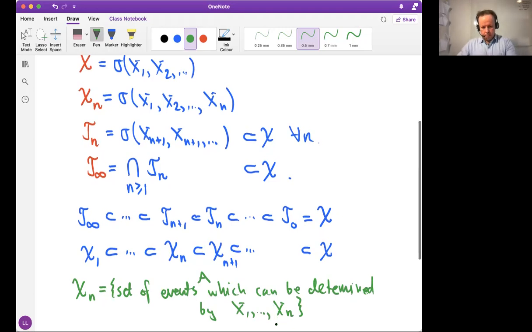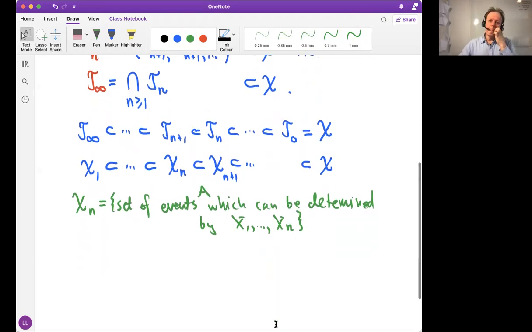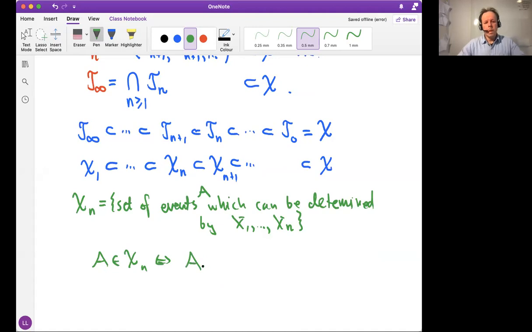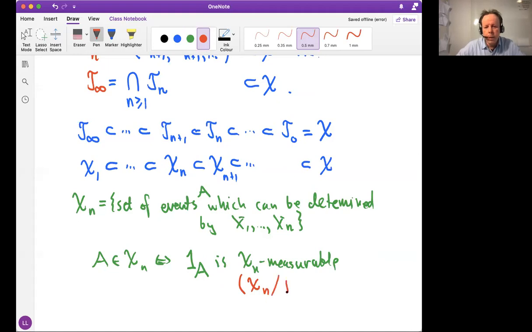And maybe we recall the Dynkin representation theorem, which says that, well, first we could recognize that A belongs to the sigma algebra X_n. It means that A is, it's equivalent to saying that the indicator of this random event A is X_n measurable. To be precise, we mean X_n and then the Borel sigma algebra on the real line.